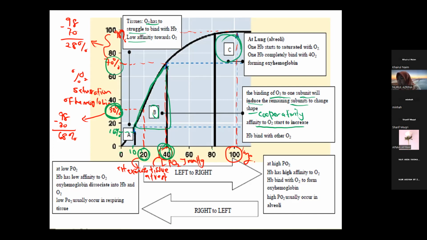Okay, kita tengok beza partial pressure 80 dengan partial pressure 100. You can see this is very high. At this point of partial pressure, oxygen saturation is very high, right? So this is the partial pressure in the lung where hemoglobin will be saturated with oxygen and form oxyhemoglobin, right? So these are two things that you have to understand about the oxygen dissociation curve.